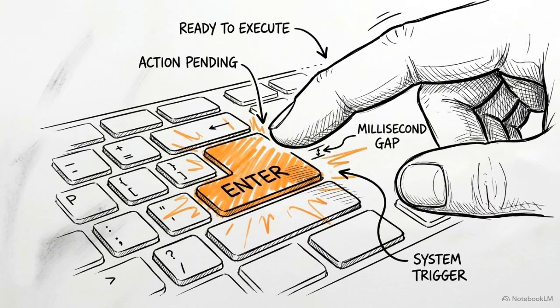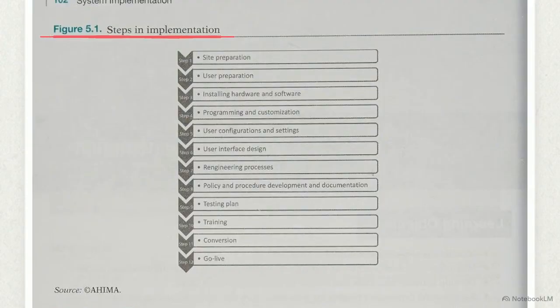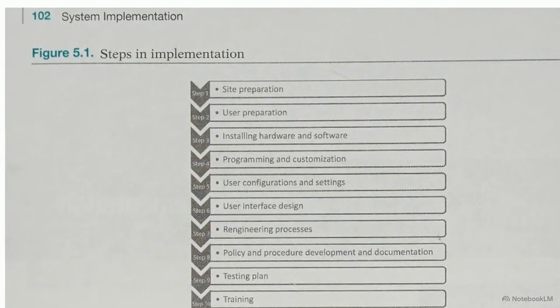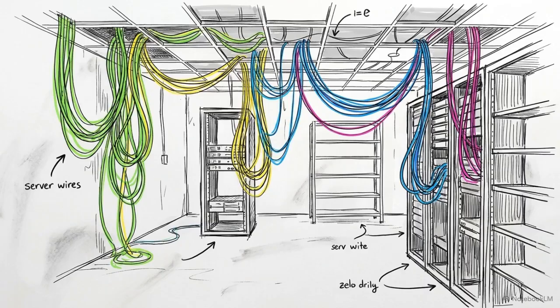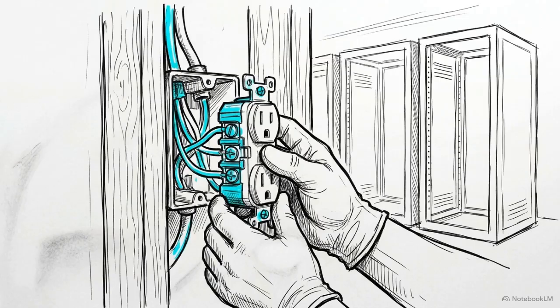A successful go-live functions as a high-risk operational pivot, one that demands flawless execution across every preceding phase of the project. This diagram in Figure 5.1 outlines the 12 essential steps of information system implementation. These stages form a strict dependency graph, where the completion of foundational elements is a prerequisite for moving to subsequent phases. Physical site preparation serves as the primary bottleneck. Software cannot be installed or configured until the facility possesses the necessary electrical outlets, data center infrastructure, and server hardware.